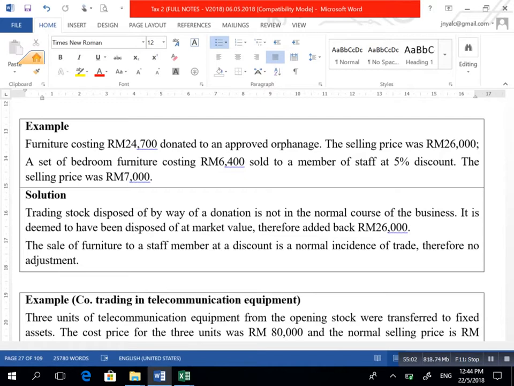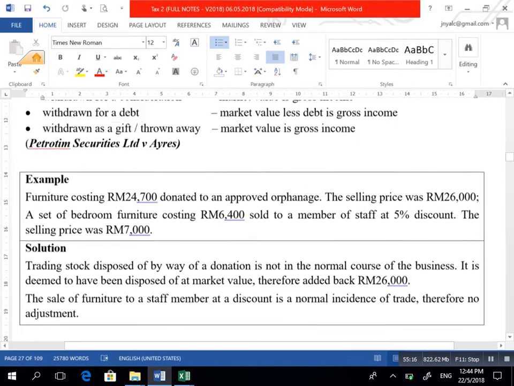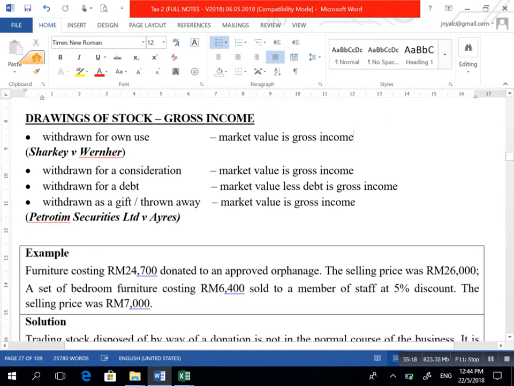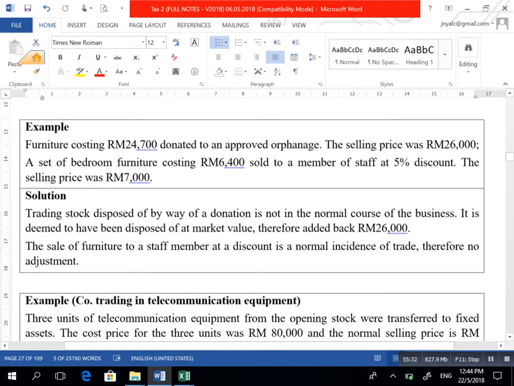So look at the solution. First of all, the stock you take out and donate to an orphanage home, refer back to the note just now. Which category does this fall under? As a gift, right? Again, what did they say? Market value will be treated as gross income, so it will be taxable income. The trading stock disposed of by way of donation is not in the normal course of the business, so that's why it is deemed to have been disposed of at market value. Therefore, add back 26,000. The market value is 26,000, so you add back 26,000.